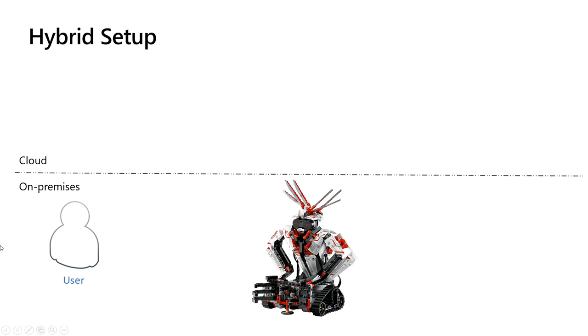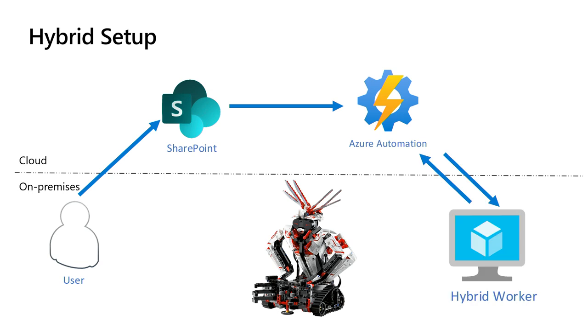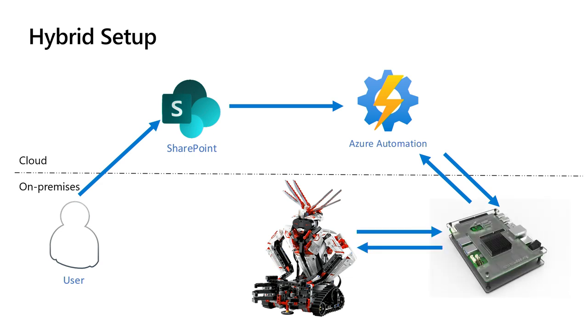We have the robot on premises. It's not in the cloud yet. And we have a user. The user goes to SharePoint and orders the robot to go somewhere. It triggers Azure Automation, which then triggers a hybrid worker, which is a computer on premises. Then the robot goes somewhere. I had this little portable computer with me to many places.